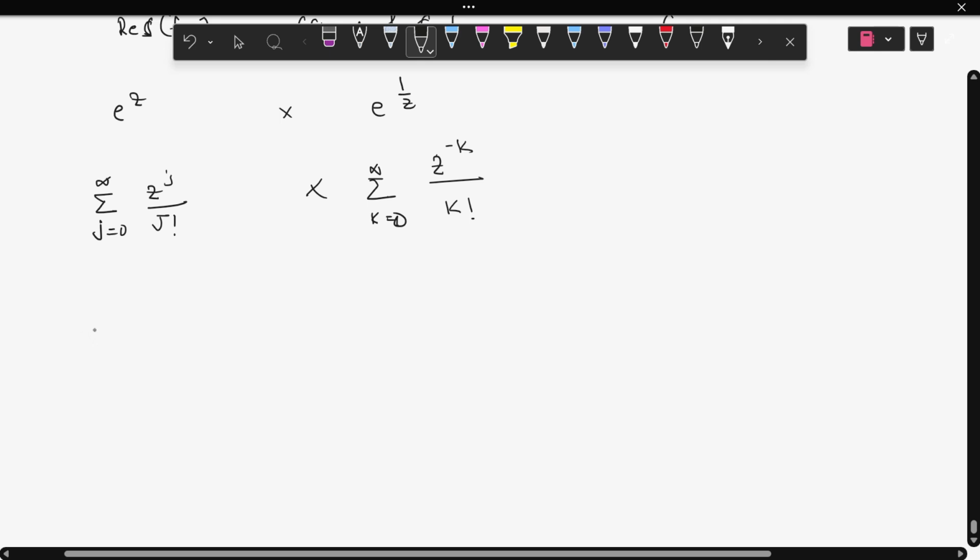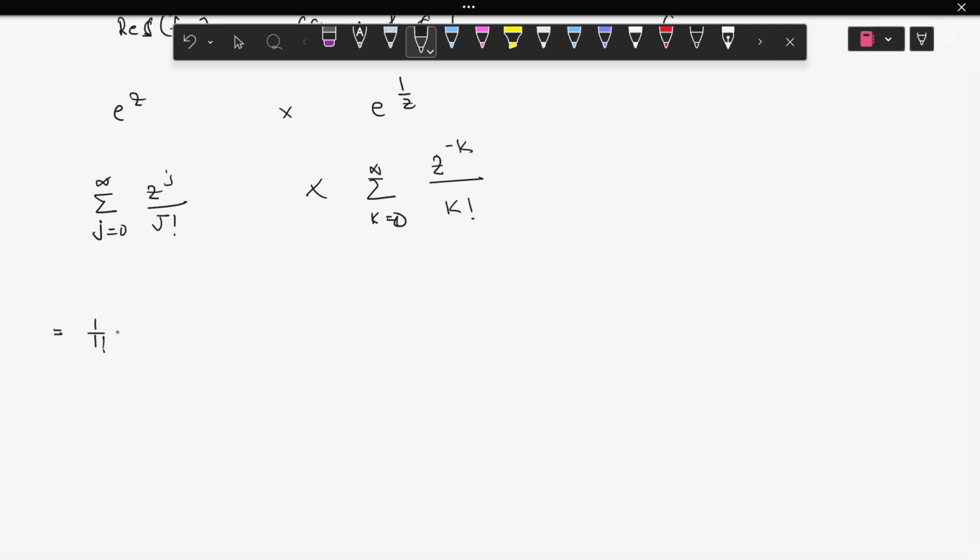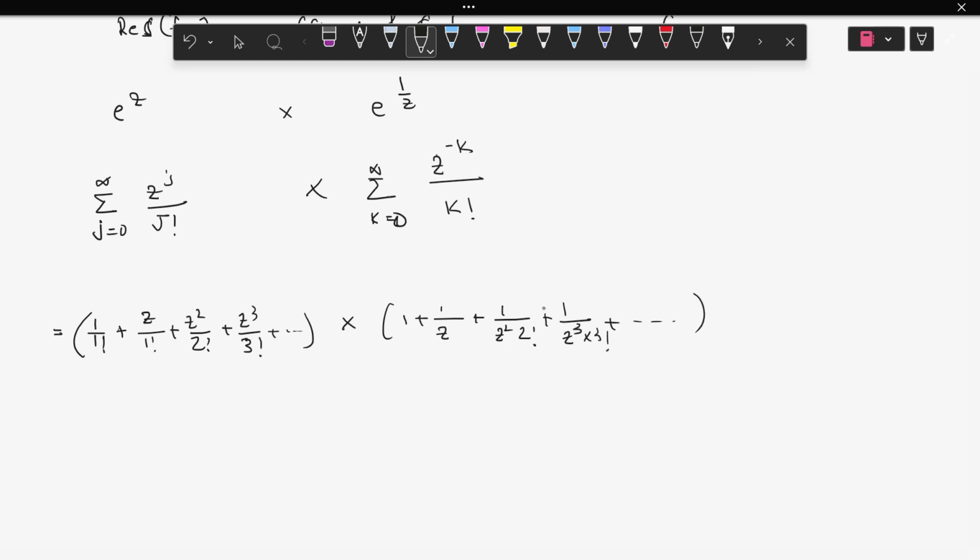So if I express this a little, I can write this as, for z equal to 0, that becomes 1 by factorial 1 plus z by factorial 1 plus z square by factorial 2 plus z cube by factorial 3 and so on. This is multiplied by this: for the 0 term, this is factorial 1 or 1, plus 1 by z plus 1 by z square into factorial 2 plus 1 by z cube into factorial 3 and so on. Now how will 1 by z come?